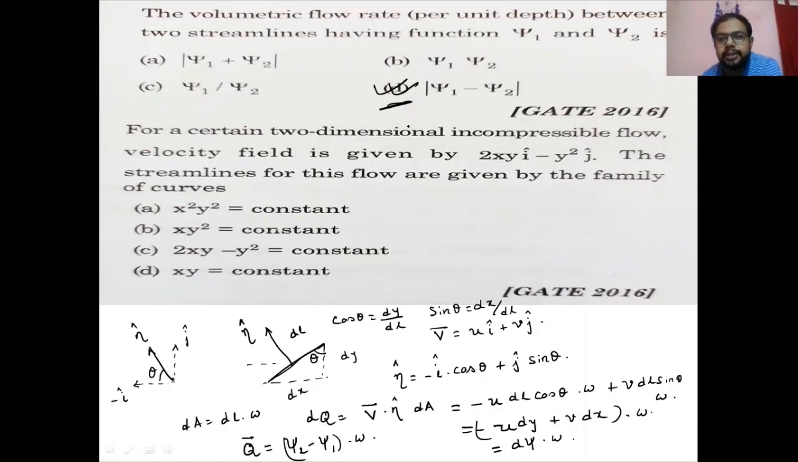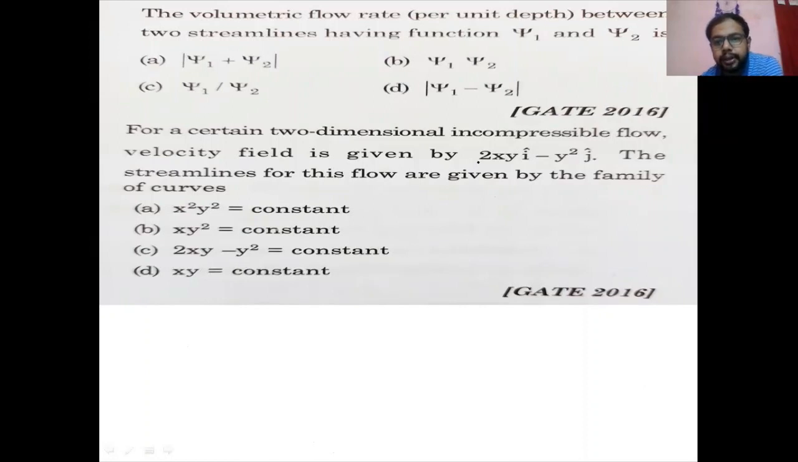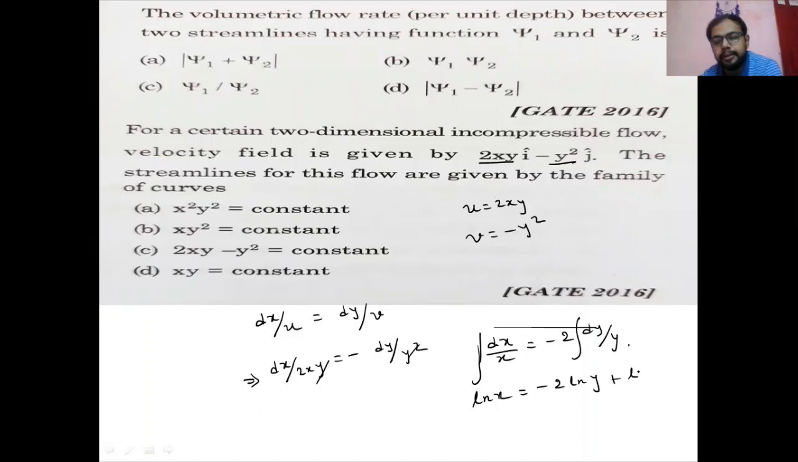Next question, again a repetitive one, the streamline question they are asking. Here u is equal to 2xy, and v is equal to minus y square, find the streamline equation. This is a very important question they always ask. Simply put it in this equation and do the integration. One y will be cut out here. So dx by x is equal to minus 2 dy by y. If you perform this integration, it becomes ln x minus 2 ln y plus ln c, any constant. So ln x y square is equal to ln c. So x y square is equal to c is the answer.